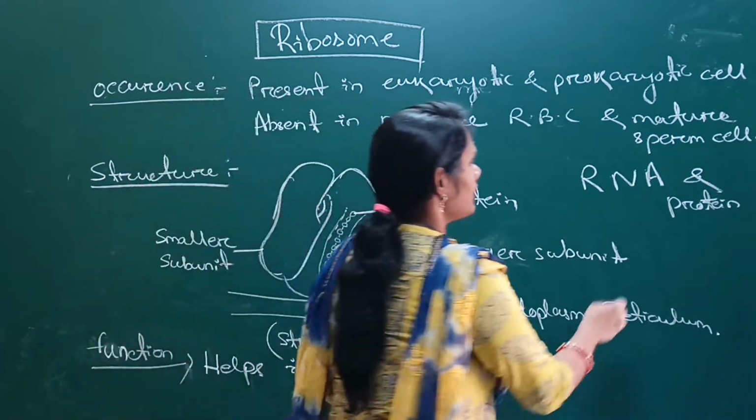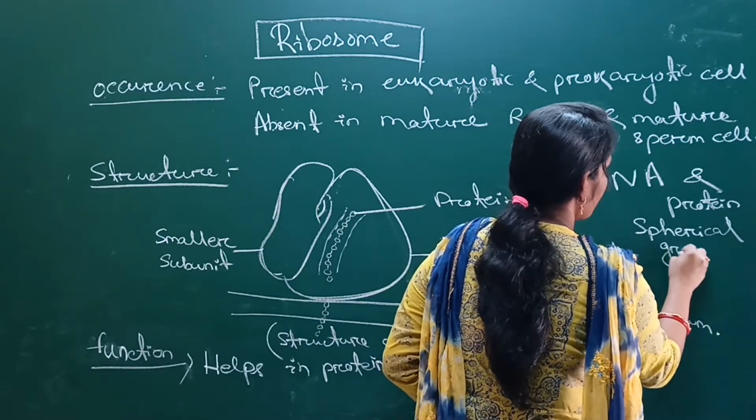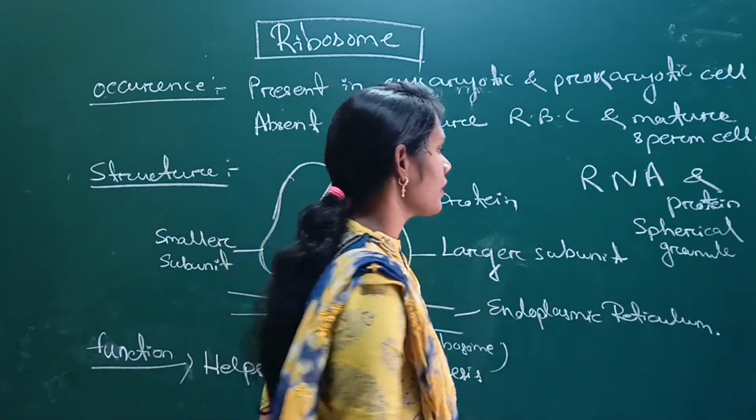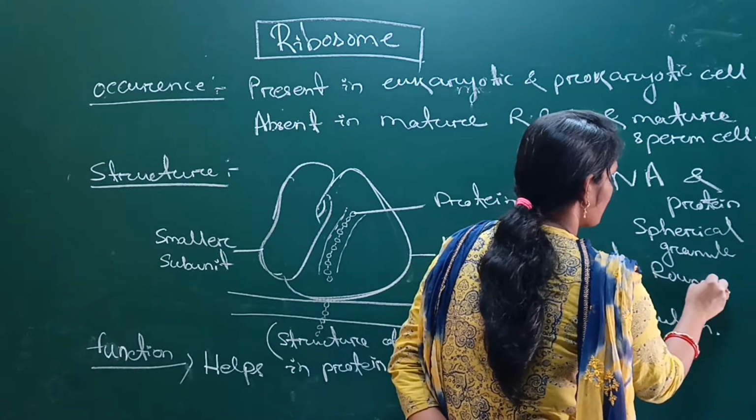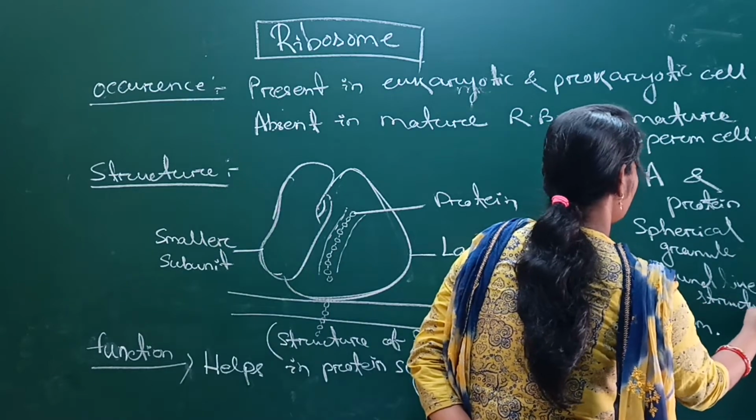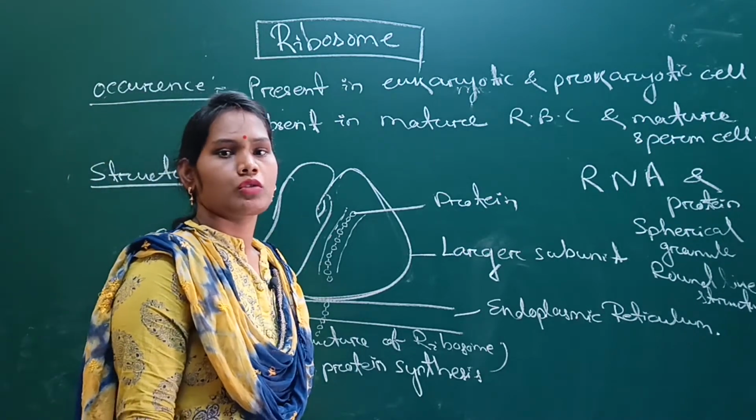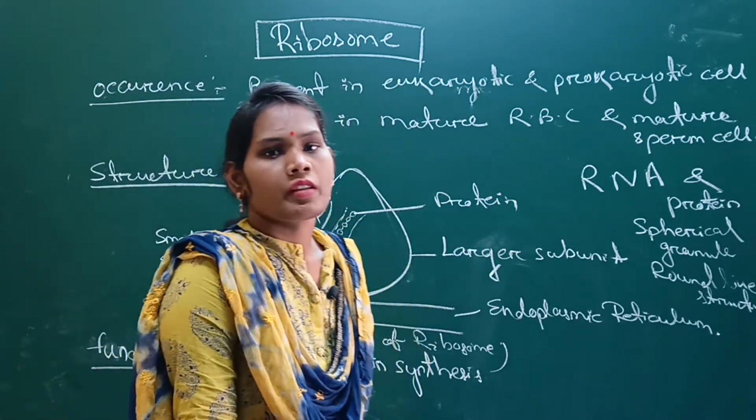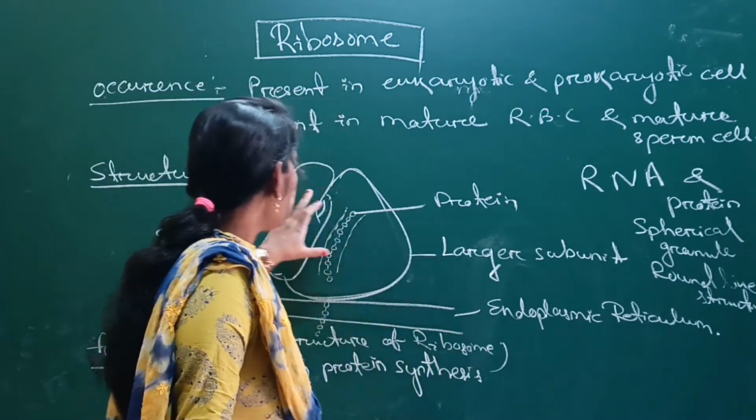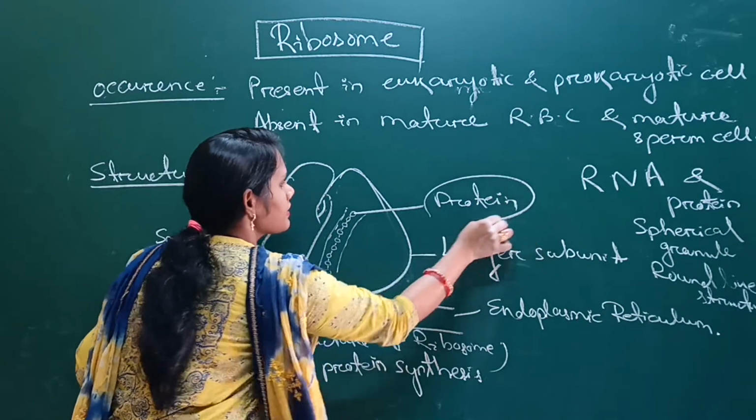So it is a spherical shaped structure and it looks like granular structures. Ribosomes are also called granules, and they look like round structures. Under higher magnification of an electron microscope, you can observe that the ribosome has two subunits, one larger subunit and another smaller subunit. In the larger subunit, protein synthesis occurs.